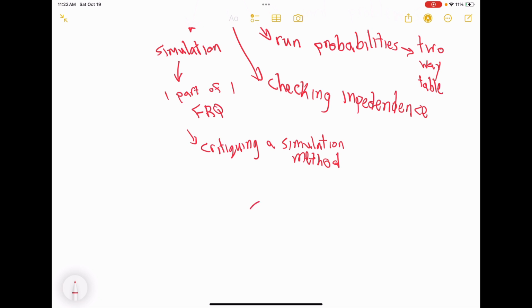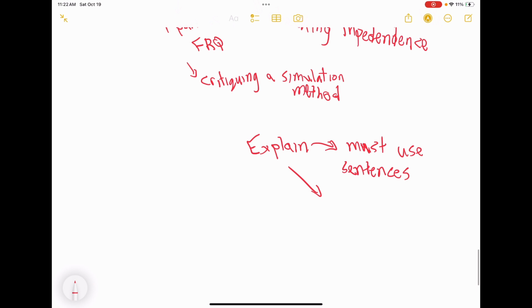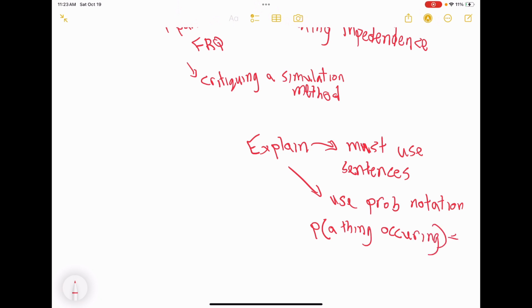And remember, when you explain, you must use words. I'll even say sentences. And always use probability notation. So like probability of a thing occurring, right, equals, and so on and so forth. You have to use that notation. It is super, super, super important in your answers.